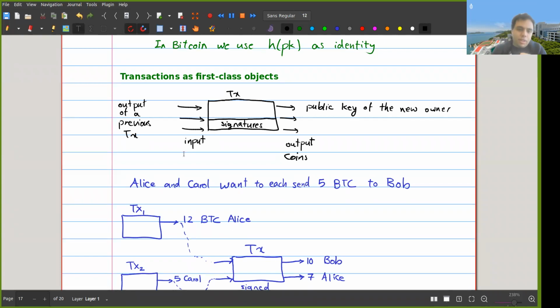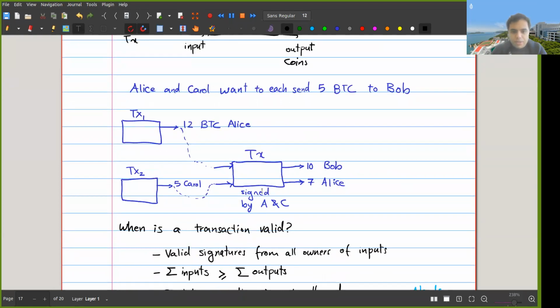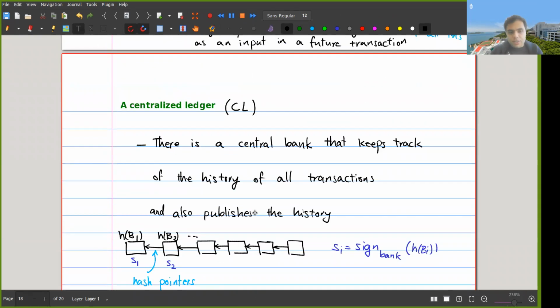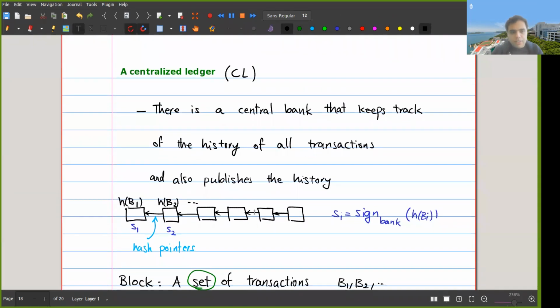And we said that every transaction gets a bunch of inputs, which are the outputs of previous transactions, and has a bunch of outputs, which can be later used in future transactions. And we talked a bit about how these payments can work, when a transaction is valid, and things like that. And the last thing that we covered in the last session was this idea of having a centralized ledger.